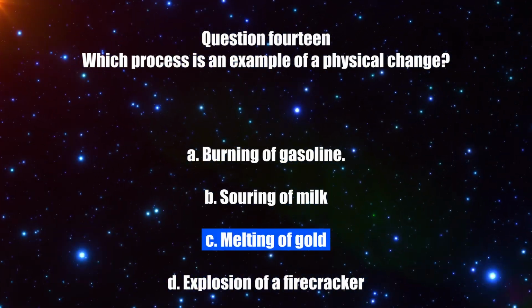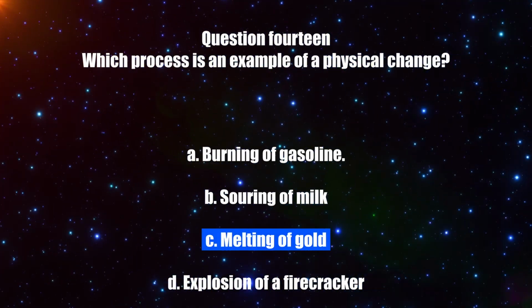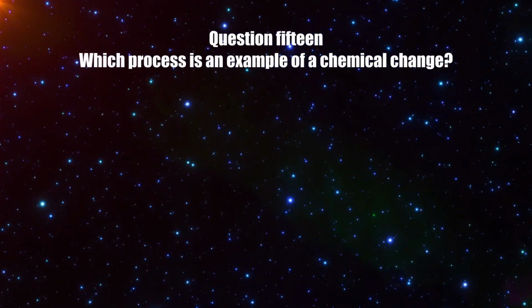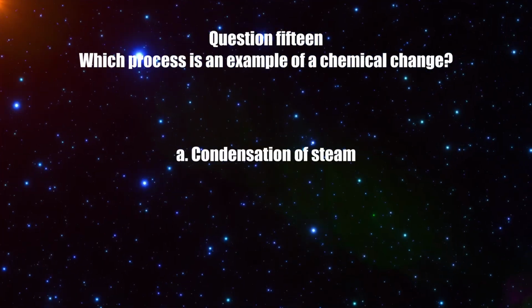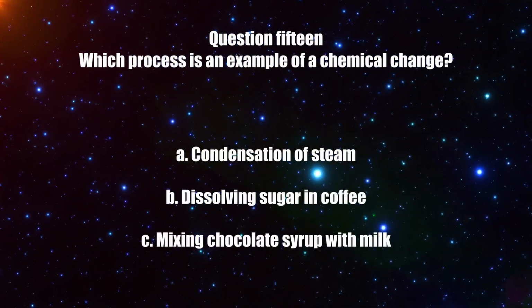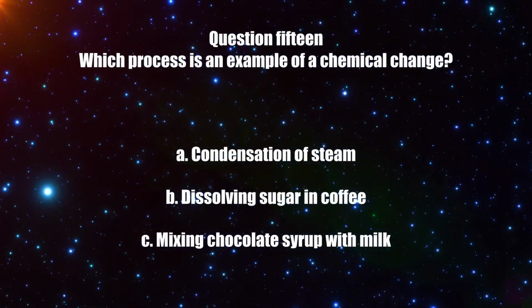The correct answer is C. Melting of gold. Question 15. Which process is an example of a chemical change? A. Condensation of steam. B. Dissolving sugar in coffee. C. Mixing chocolate syrup with milk. D. Coal burning.